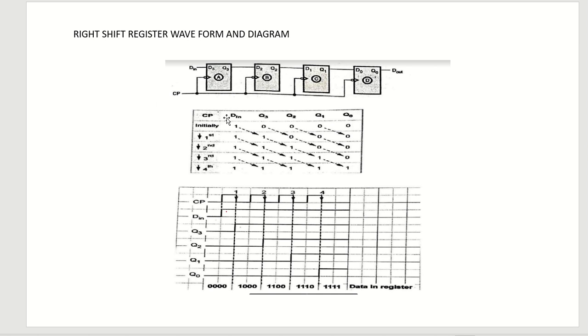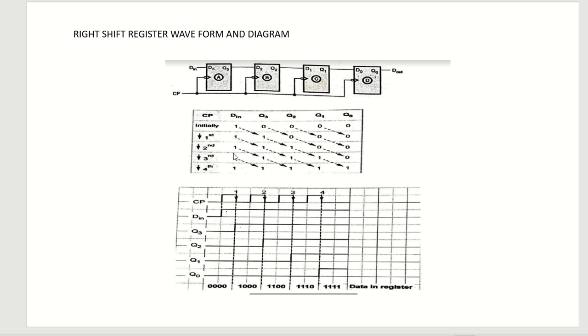Initially here also data in is 1 and Q3, Q2, Q1, Q0 are 0. When we press a clock pulse the first time, the input is shifted to Q3, and Q3 becomes 1 and Q2, Q1, Q0 remain 0 only.